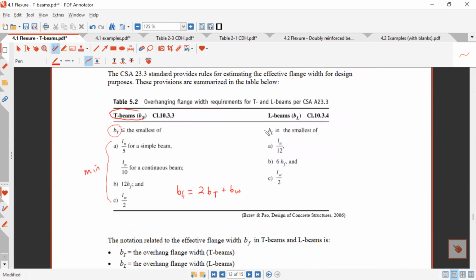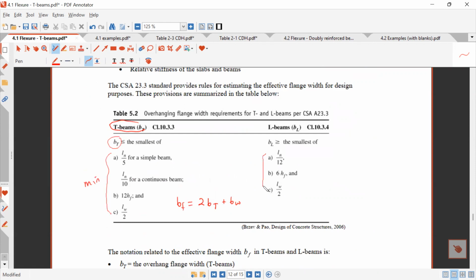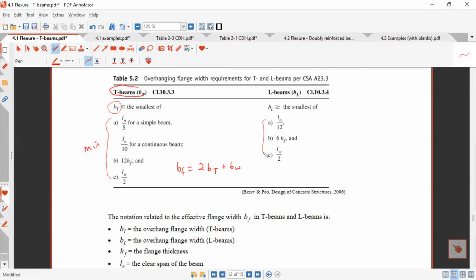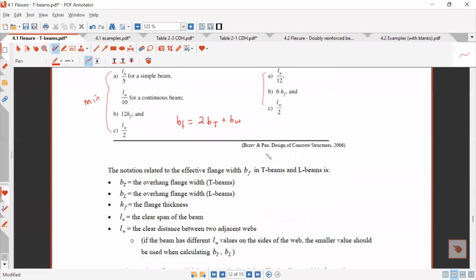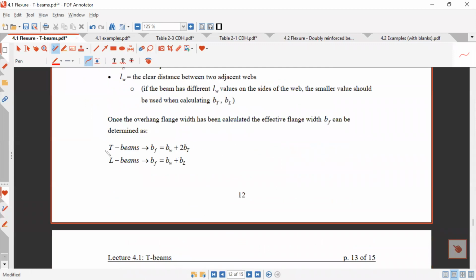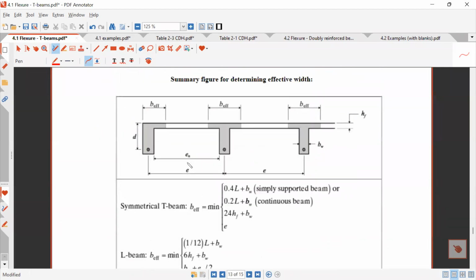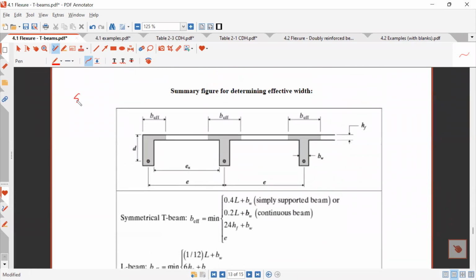If you have an L-beam shape, then it's slightly different formulas. If you have this type of shape, like at the edge of the building, then you need to use these formulas shown here. Once the flange overhang width has been calculated, the effective flange width BF can be determined. For T-beams, it's this, and for L-beams, it's this. These are just the same thing.